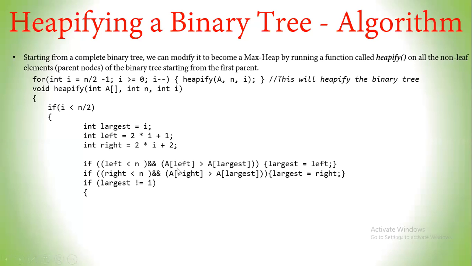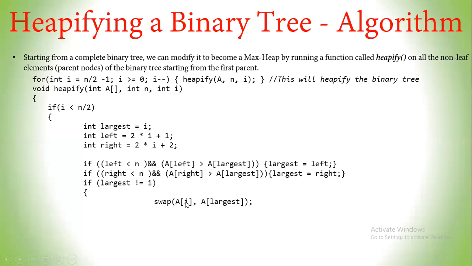But in case one of these if conditions is true, that means the left child or the right child or both is the highest element, not the parent node, then largest will be either left or right. Then largest will not be I. I is the parent node. So if the left child or right child is greater than the parent node, then we should swap.